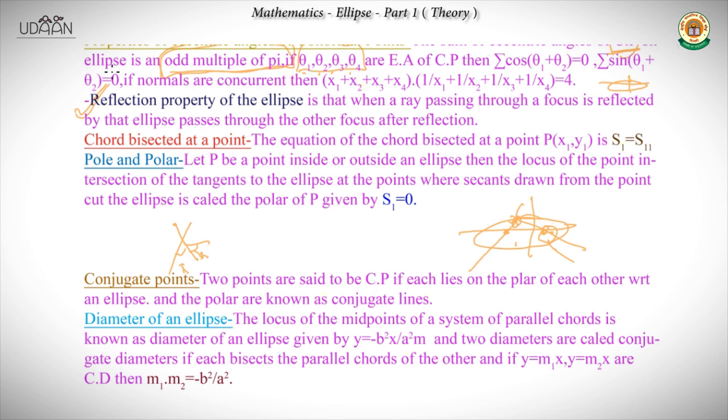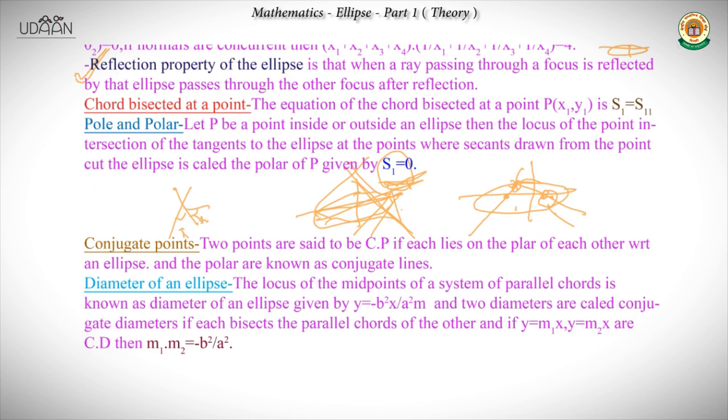Next, again, the equation of the chord bisected at a point P(x1, y1), as we are studying in each and every chapter, is given by S1 equals S11. Next, pole and polar. We need not define the polar again. From point P, an infinite number of secants are drawn. The point of intersection of the tangents at the endpoints is nothing but a straight line, which is known as the polar, and its equation is S1 equals 0 again.